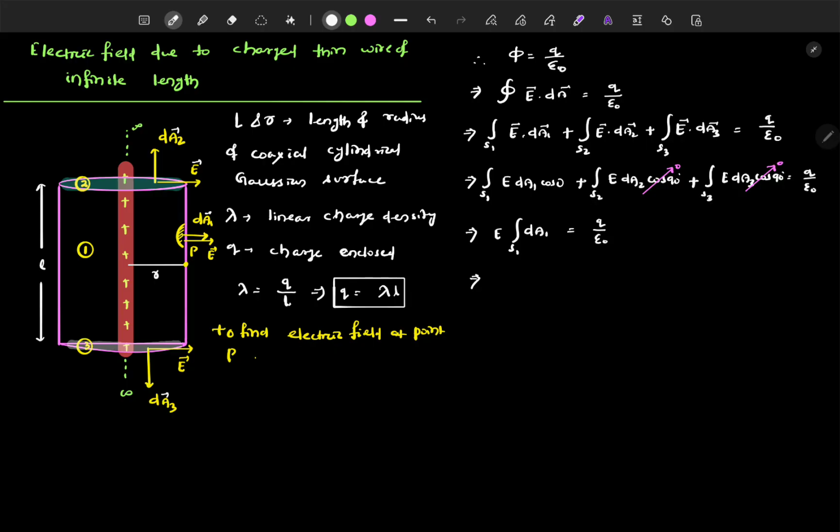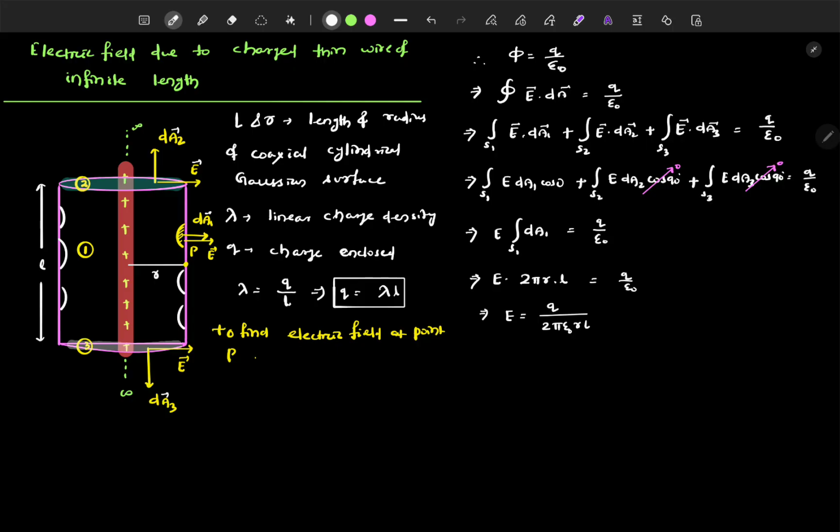So if you integrate all such small areas dA1, you will get the curved surface area, whose value will be 2 pi r into L, because the radius is r. So E into 2 pi r into L is equal to Q divided by epsilon naught. I hope it is clear, which implies E is equal to Q divided by 2 pi epsilon naught r into L.